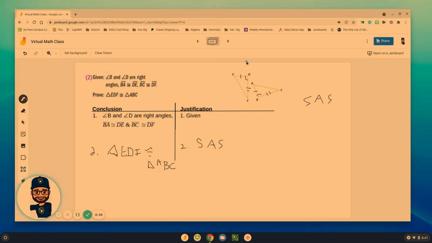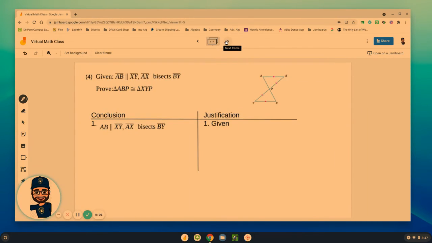Now, that's not always going to happen. For example, here's number 4, or whatever example you want to call this, where we are told that AB is parallel to XY. Parallel. That better let you know something's happening here. So parallel. And that AX bisects BY. We need to prove that these two triangles are congruent. So we start with the given. Always the given.